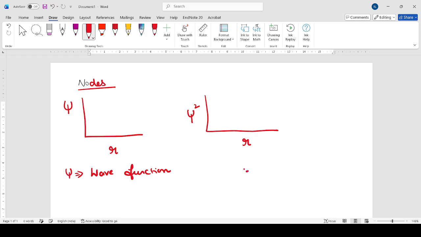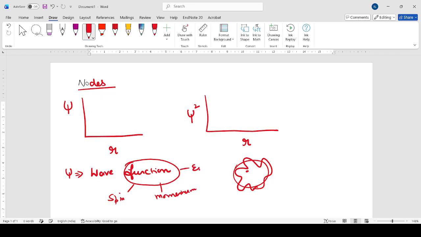See, consider the electron which is moving around the nucleus like a wave like this. What is its function with respect to its spin, with respect to its momentum, with respect to its energy? What is the function of this wave? That is what is called psi.